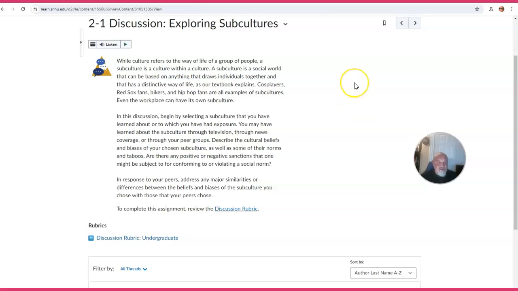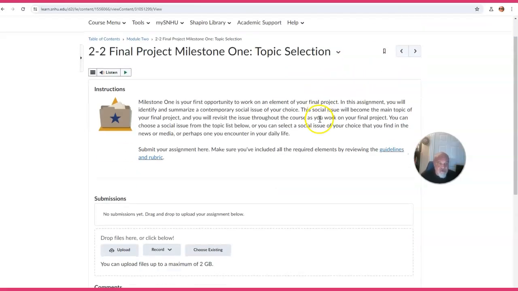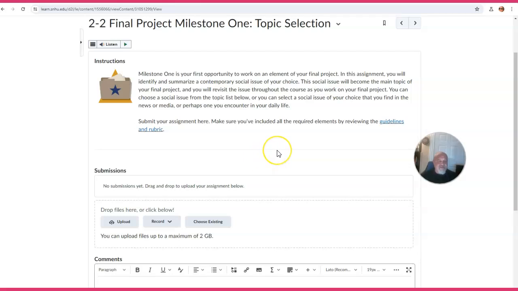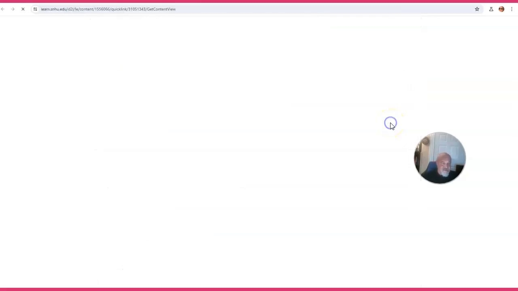Please read the definitions in the textbook. And then you're going to choose a milestone, your Milestone 1 topic. So I'm going to take a moment and we're going to look over the guidelines and rubric for this milestone.